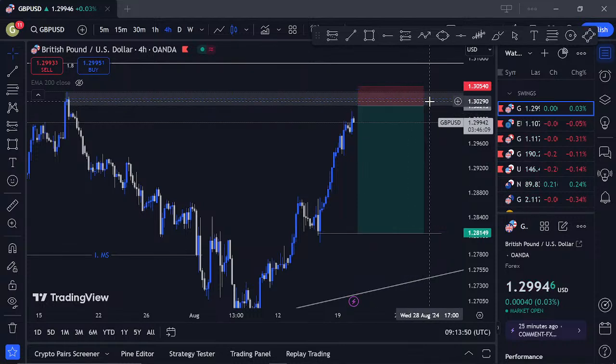So once the market gets into this supply area and they give us a bearish close, we're actually going to take a sell trade from that level.